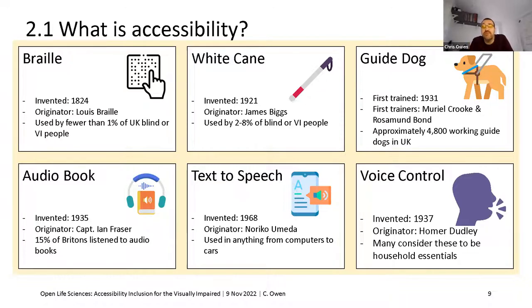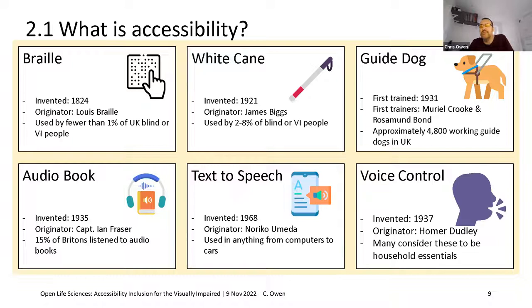Now, 15% of Britons actually use audiobooks, so it's become a staple of the mainstream, if you like. It's not simply an accessibility tool anymore. Likewise with text to speech, as I said, it's something which I use all the time when I'm using any kind of technology. These have been around for a long time, but now it's just a staple.